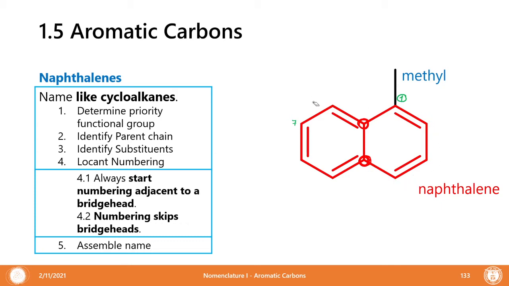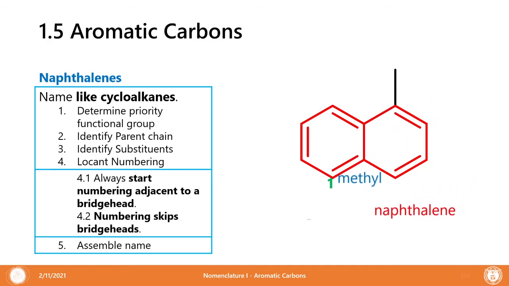So we start number 1 there because this is the closest to our substituent. Okay, so we start. There's our bridgehead, 1, 2, 3, 4, 5, 6, 7, and 8. Okay. So when you assemble it, it is 1-methylnaphthalene.